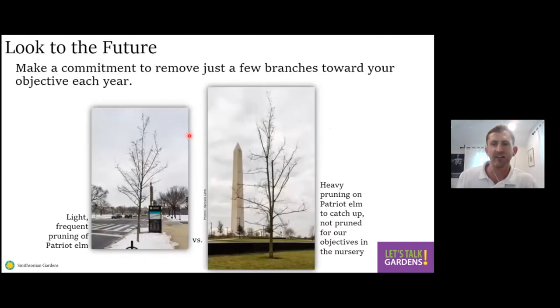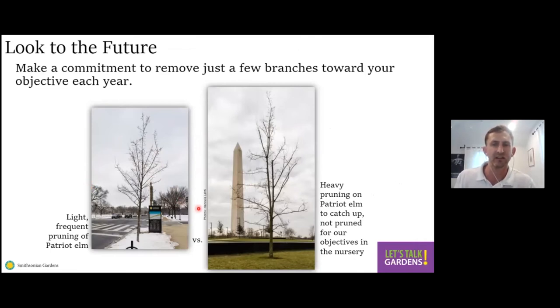And then finally, kind of the last key to successful pruning, again, as we've talked about several times in this presentation already, is to be able to look to the future. As I've alluded to in earlier slides, pruning with foresight is one of the best skills to be able to minimize shocks to the tree. So here's the story of two Patriot elms, again planted on the same day. The tree on the left was pruned pretty well for our objectives in the nursery.